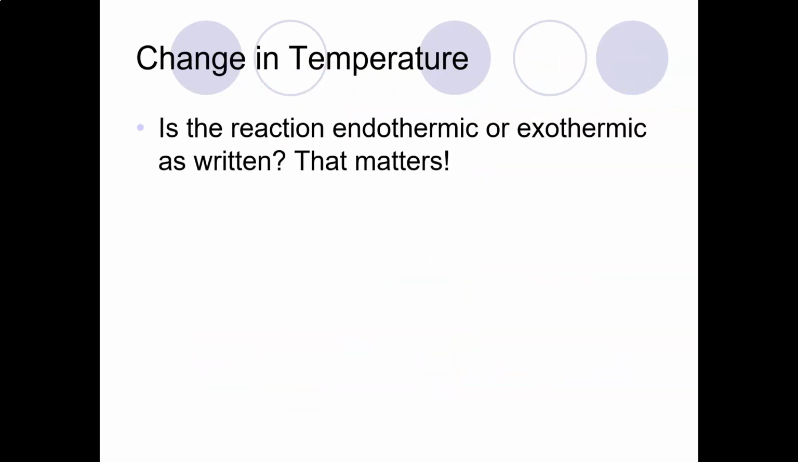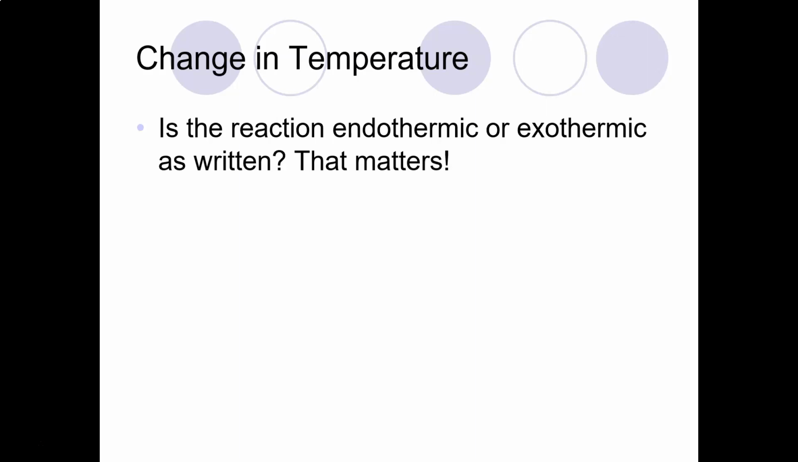So that would be like, we take my reaction and I put it in an ice bath, or I take my reaction and I put it in a Bunsen burner or on a hot plate. So I change the temperature of my reaction, okay? That is going to matter. It's going to shift the reaction. But in order to answer a question about this, I have to give you a little bit more information.